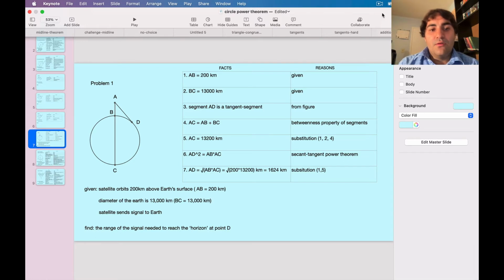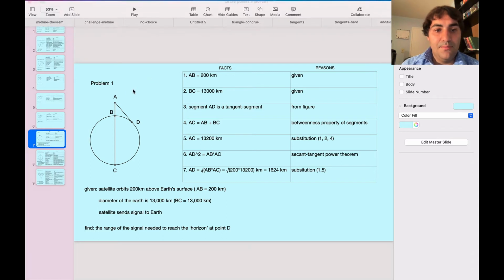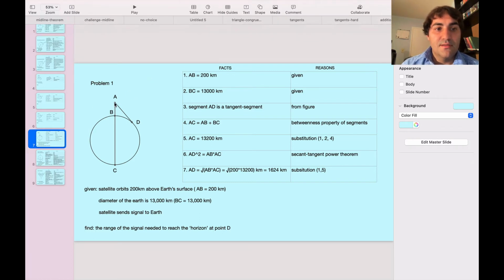We're given a satellite orbits 200 kilometers above the Earth's surface. So AB equals 200 kilometers. So A can be like the satellite, and B can be a point below on the surface of the Earth, right? The diameter of the Earth is equal to 13,000 kilometers. So BC equals 13,000 kilometers, right? And the satellite sends a signal to Earth. Find the range of the signal needed to reach the horizon at point D.